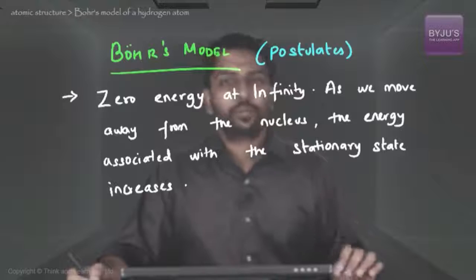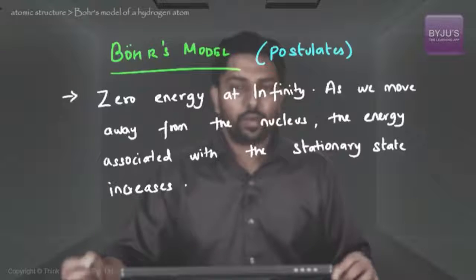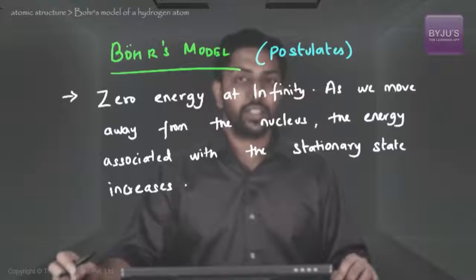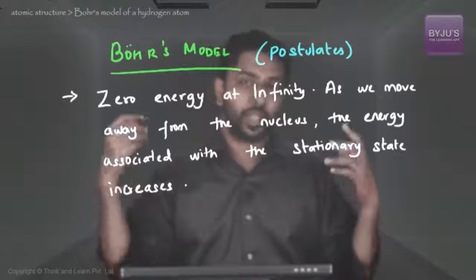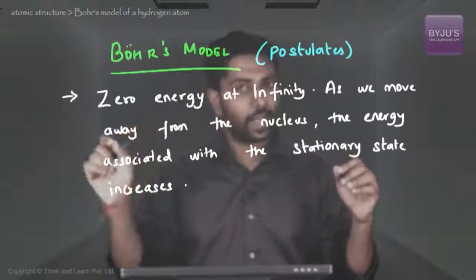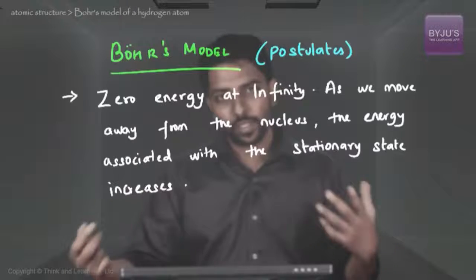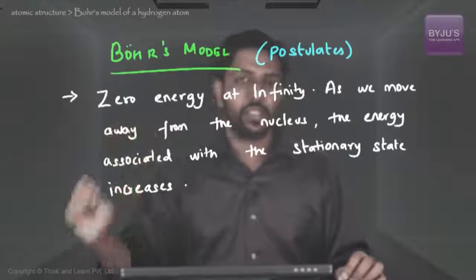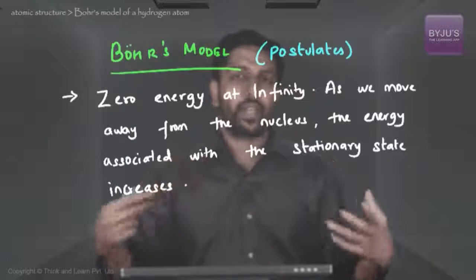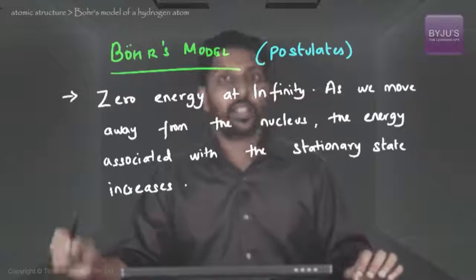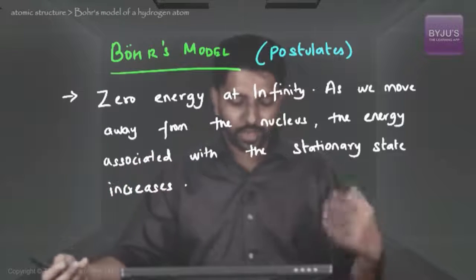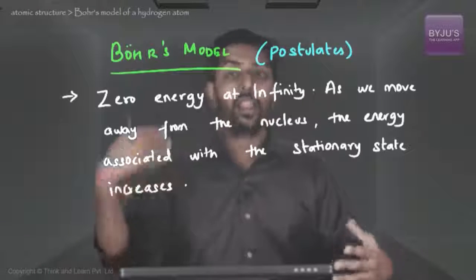By convention, from electrostatics rather, we assume that the energy of the system, as in the energy of the atom, is zero when the distance between the nucleus and the electron is infinity. In other words, when the electron is at a very large distance from the nucleus, it is assumed to have zero energy. As we move away from the nucleus, the energy associated with the stationary state increases.